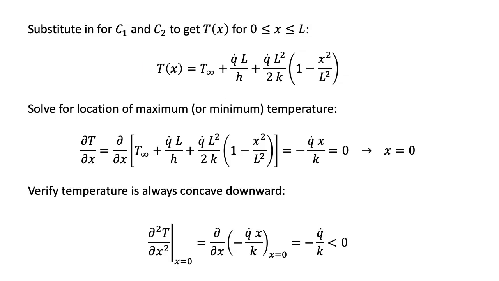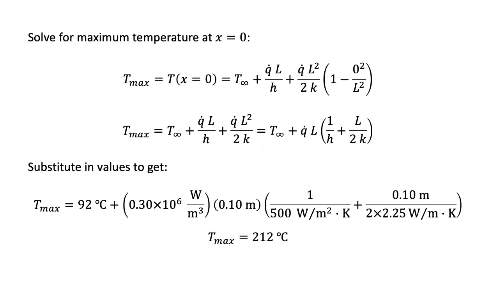To verify that the maximum temperature is at x equals 0, we take the derivative with respect to x and solve for when it equals 0 to find that the only inflection point is at x equals 0. Then we verify that this location is a maximum by taking the second derivative with respect to x and showing that it is always negative. Thus, the entire temperature distribution is concave downward, and x equals 0 is a maximum. To get an equation for the maximum temperature, we substitute in x equal to 0. Finally, we calculate the value to be 212 degrees Celsius, which is significantly higher than the surrounding fluid.